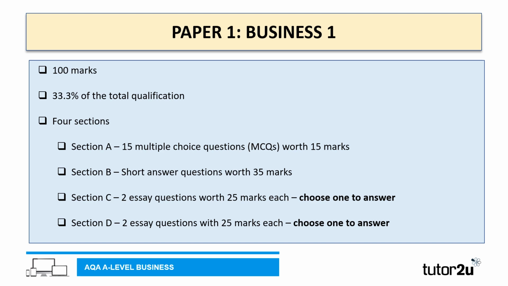In Section C, you will be presented with 2 essay questions. Each one is worth 25 marks. You choose one to answer. Then you move on to Section D, and again, you will be given 2 essay questions. Each one is worth 25 marks and you choose one to answer. So you choose 1 essay question from Section C and 1 essay question from Section D.